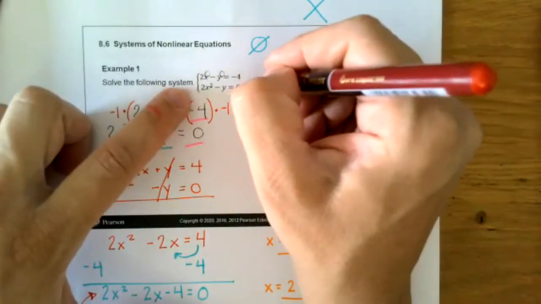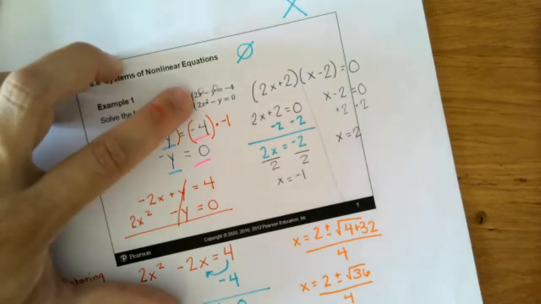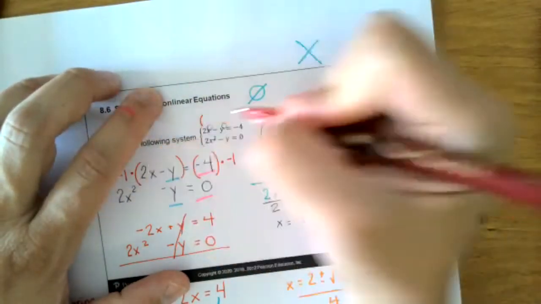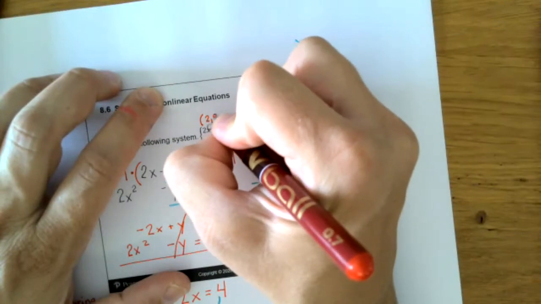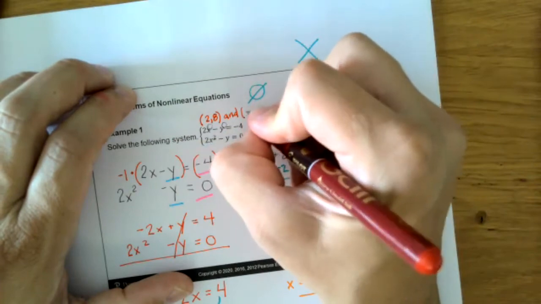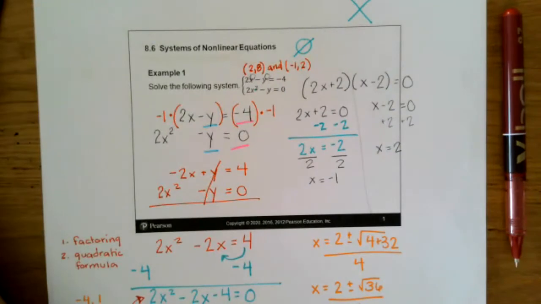Because this is a curved graph, it can cross the linear graph in two places. Those two places are 2, 8 and negative 1, 2. So if I check on Desmos, I should be able to graph those two equations and then see that they cross each other at x 2, y 8 and x negative 1, y 2.